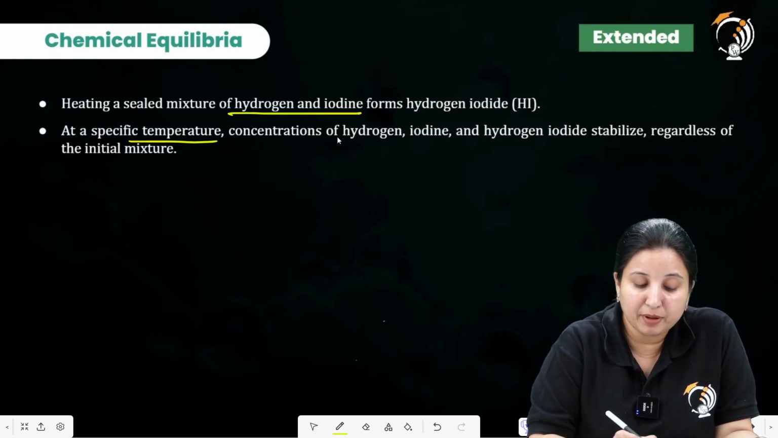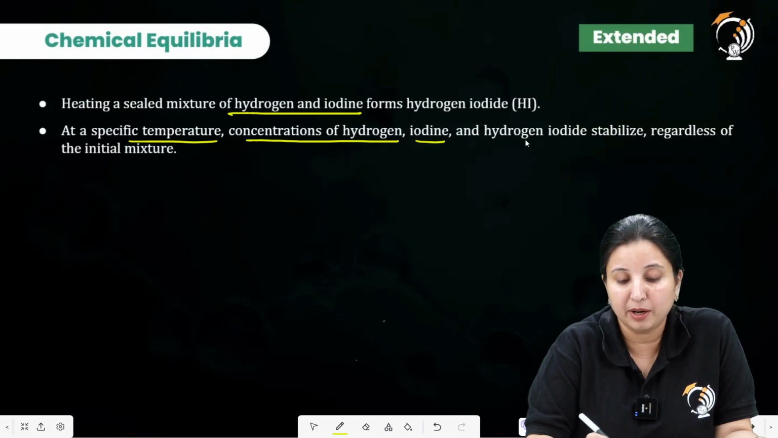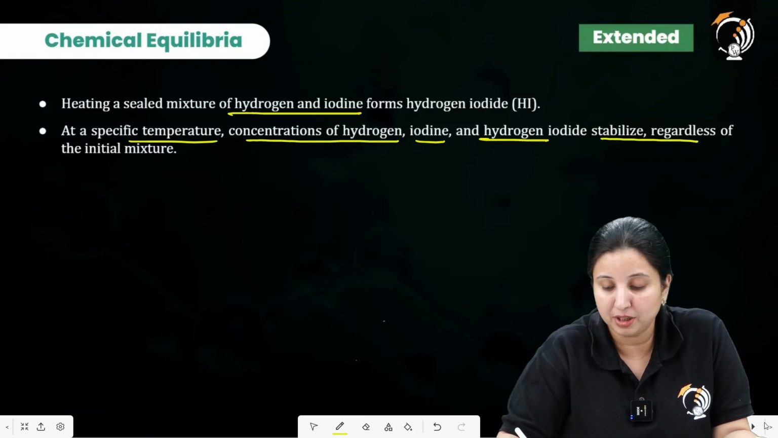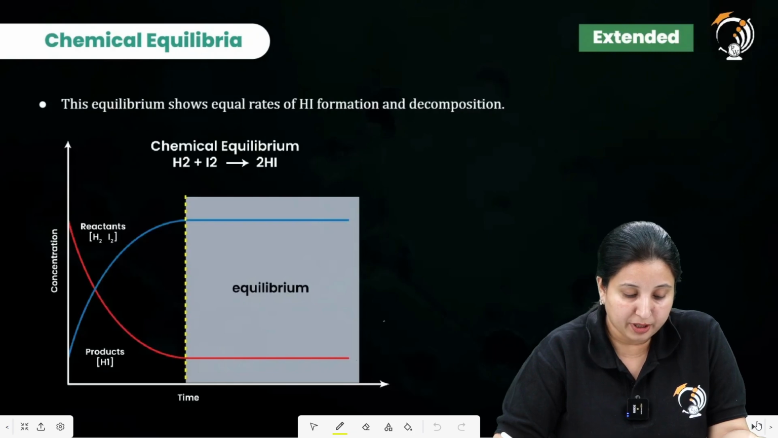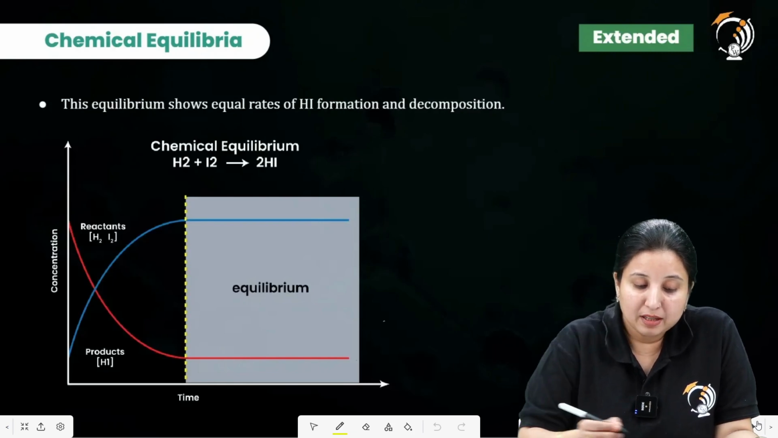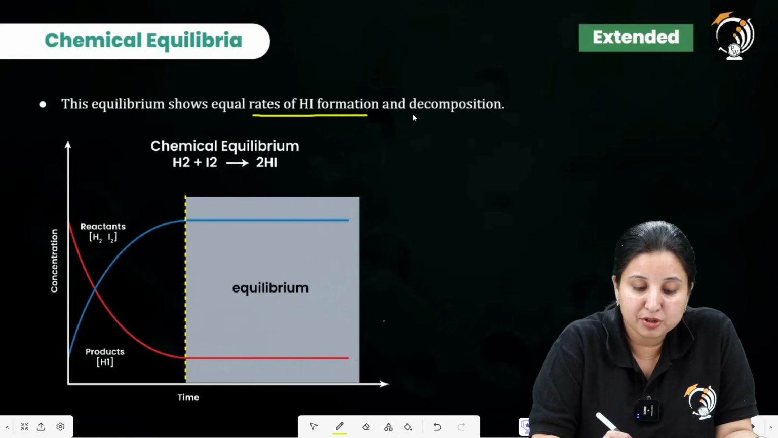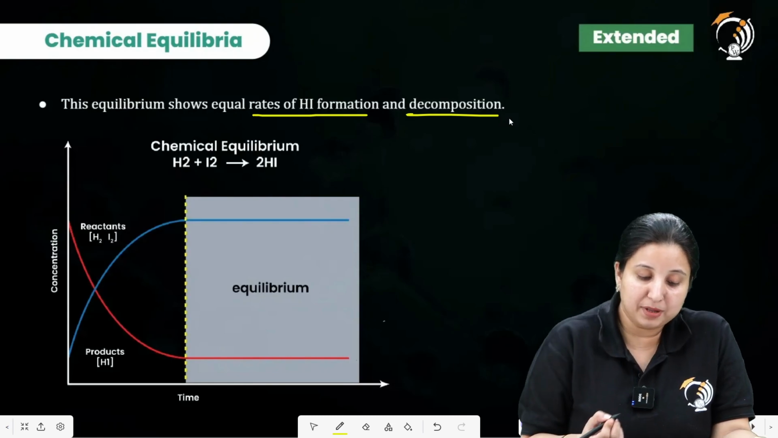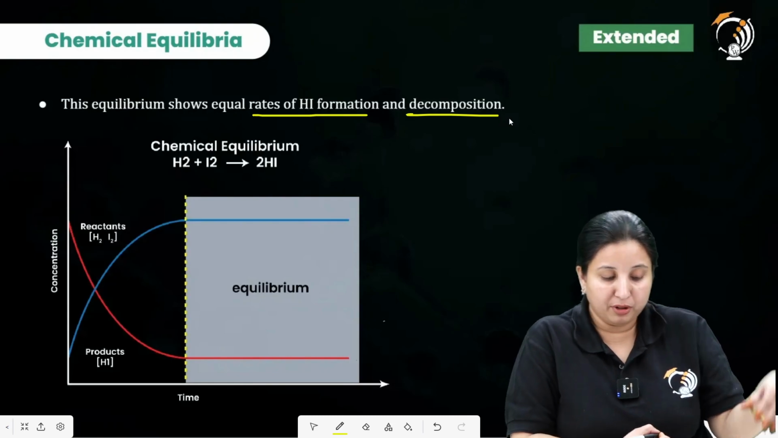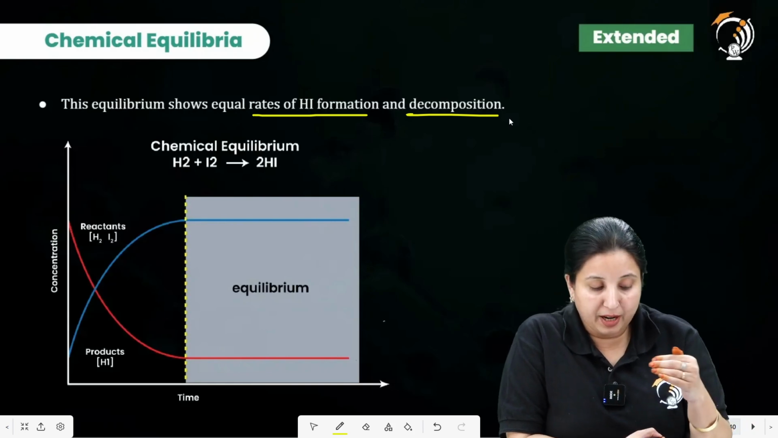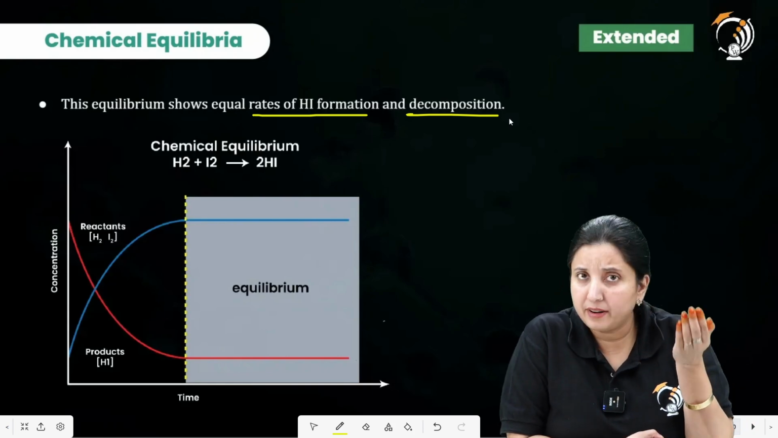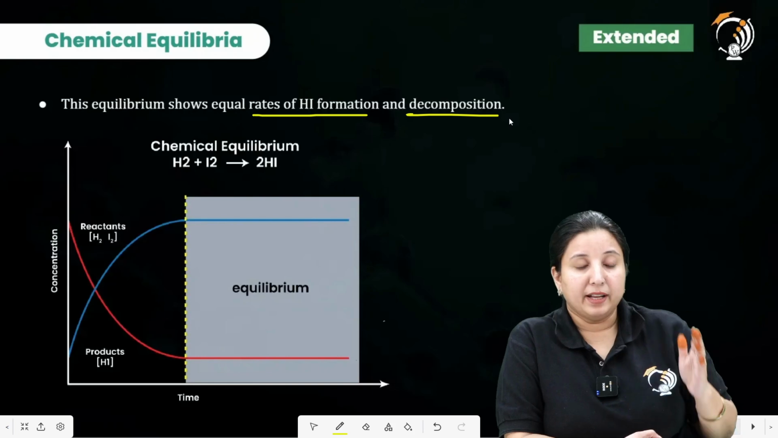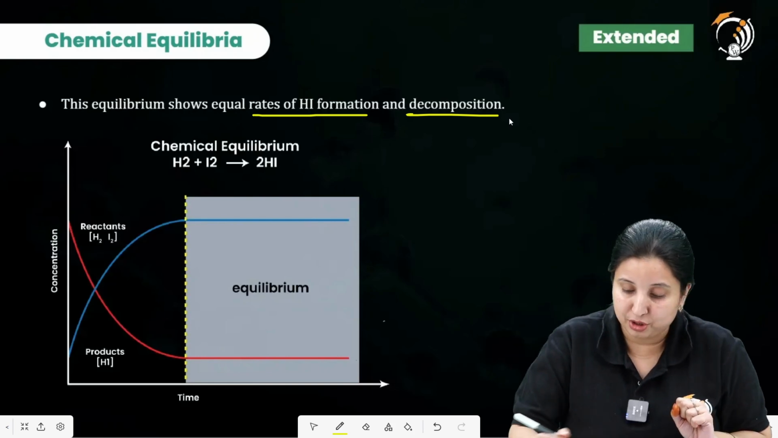So heating a sealed mixture of hydrogen iodide forms hydrogen iodide. At a specific temperature, the concentration of hydrogen iodide is stabilized regardless of the initial mixture. So chemical equilibria shows equal rates of HI formation and decomposition, that is, the chemical equilibrium is going to be H2 plus I2 gives 2 HI. So if you look, slowly the H2 and I2 are decomposing, or you can say they are reacting to form a new bond, whereas the product HI we are getting with the increase in its concentration.